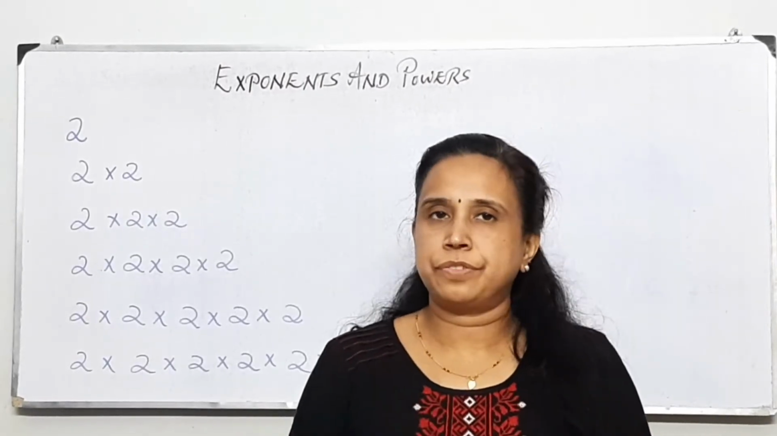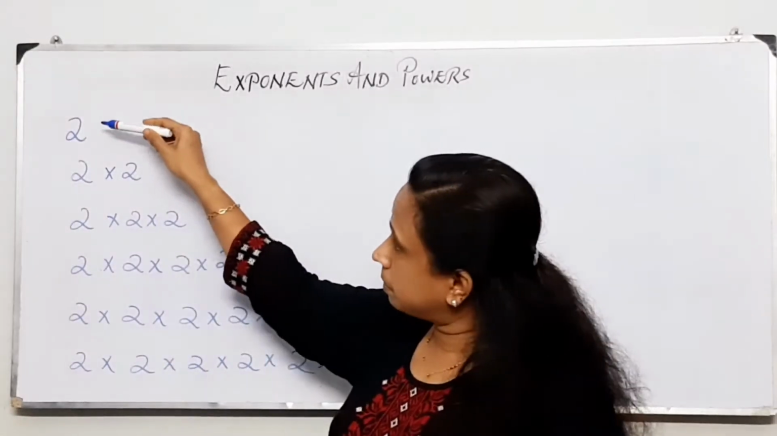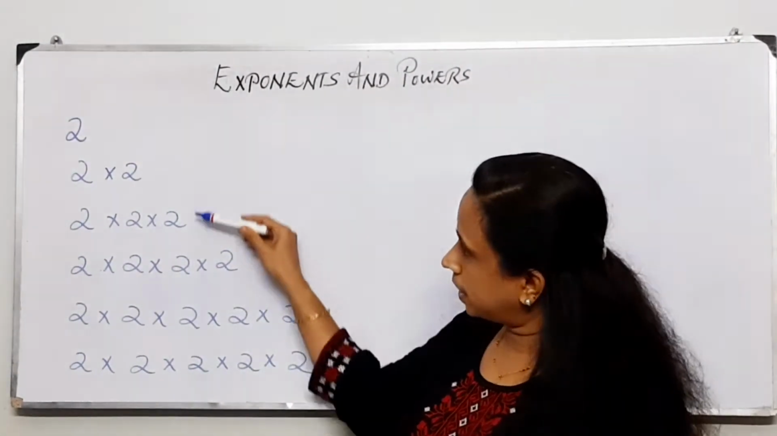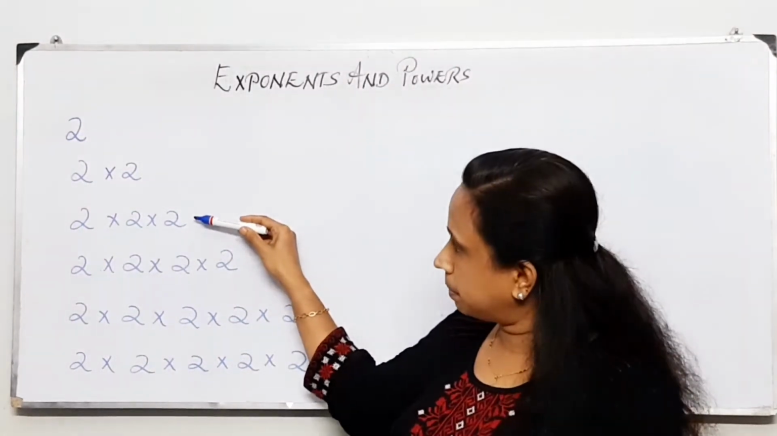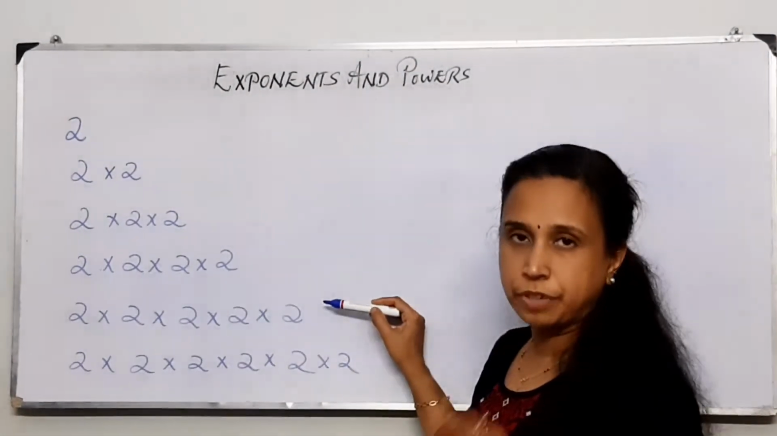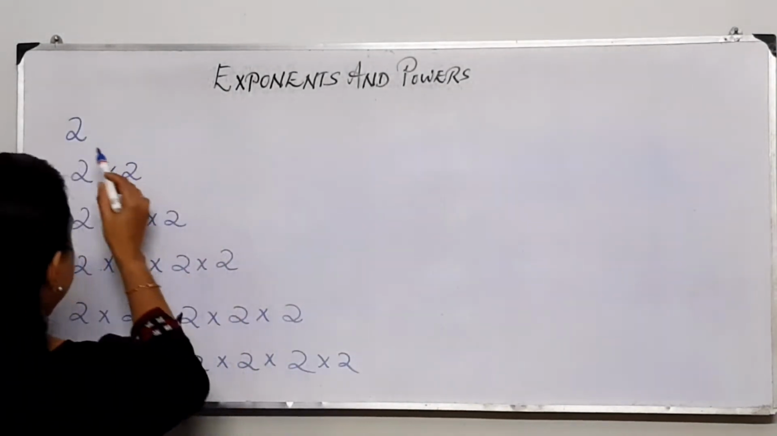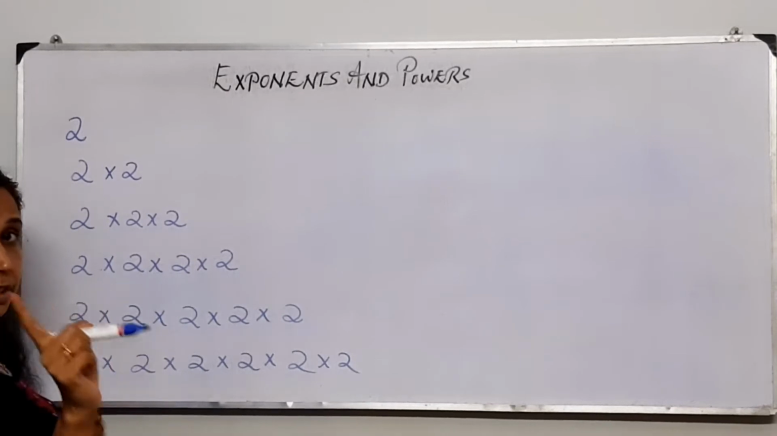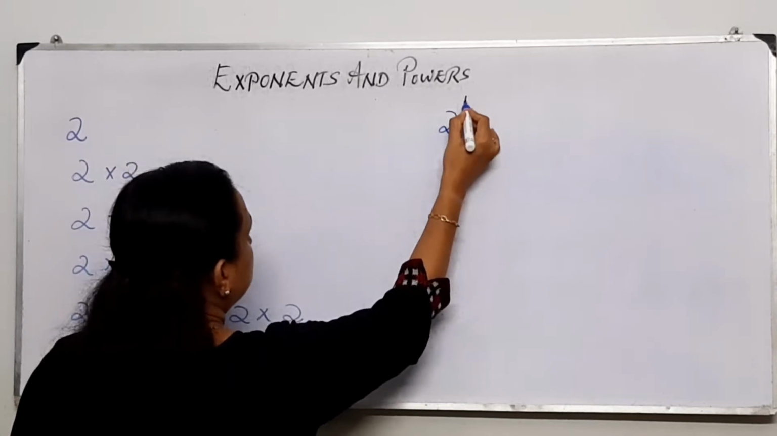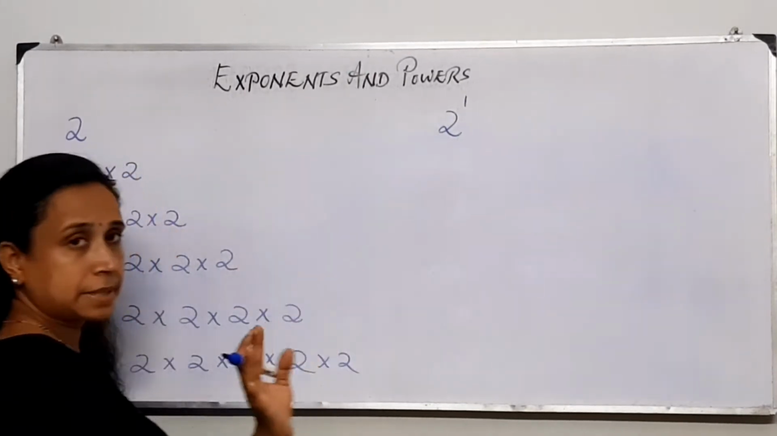Now what happens if 2 is kept on being multiplied by itself? 2 is multiplied one time, 2 is multiplied 2 times, 2 is multiplied 3 times by itself, 2 is multiplied 4 times by itself, 2 is multiplied 5 times and so on. So how can we write this number? Here 2 is repeating only one time. I'll write 2 multiplied only one time, so we can write in this manner.